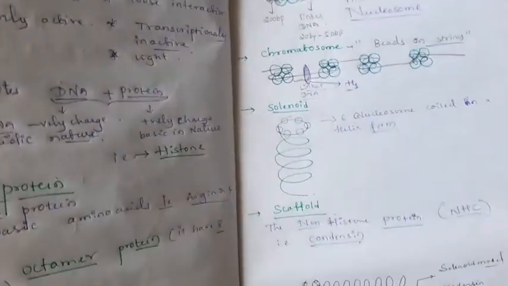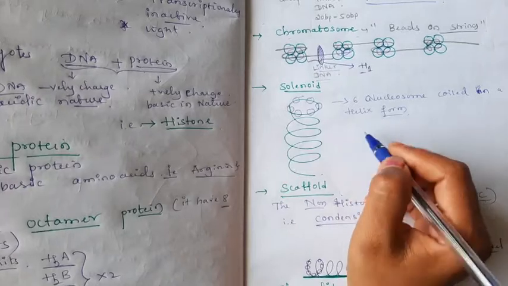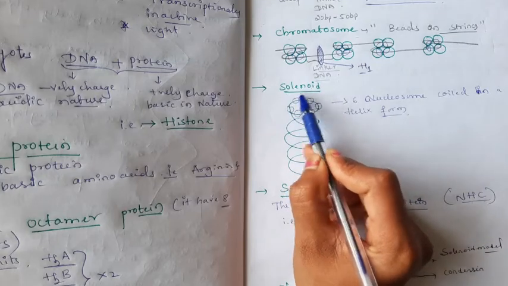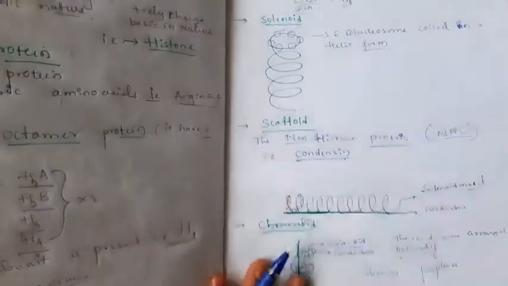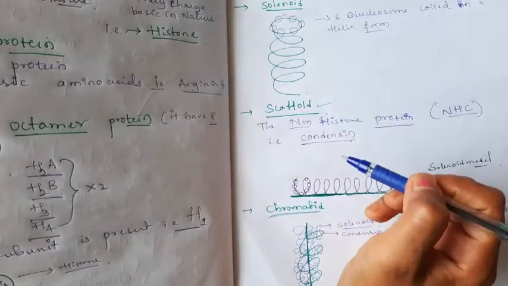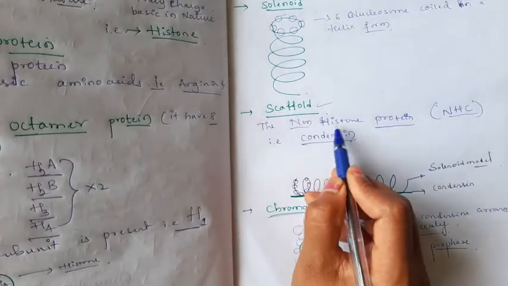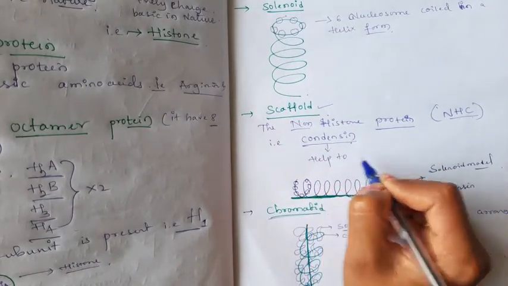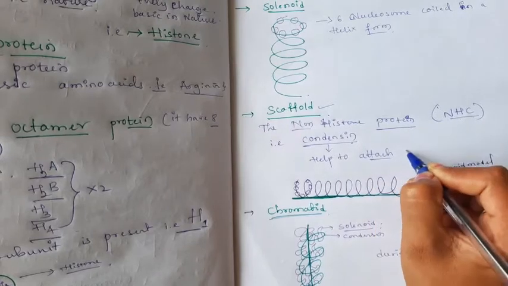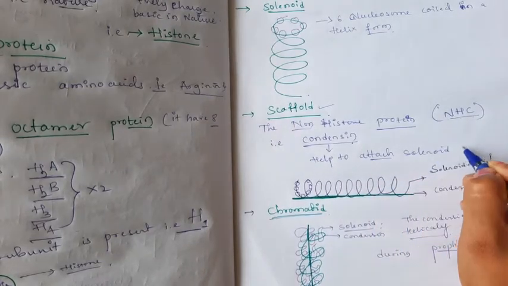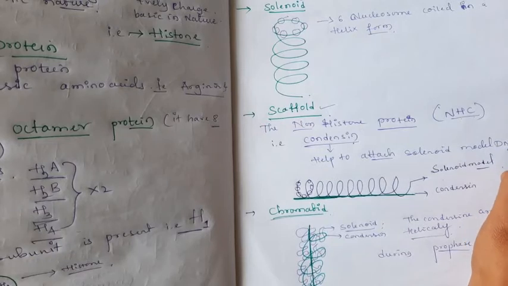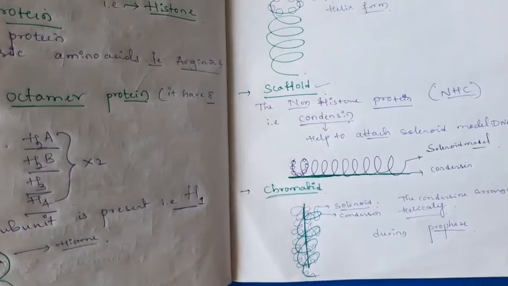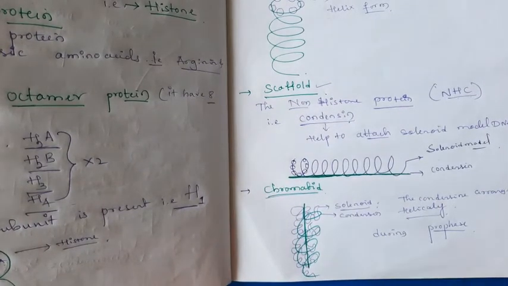Then the chromosome coiled around itself to form a helical structure. 6 nucleosomes are arranged spirally to form a solenoid model. Okay. The scaffold is another model of DNA. The non-histone protein, that is condensin, helps to attach the solenoid model of DNA. It is a non-histone protein. It helps to bind the solenoid model. It will also reduce the length.